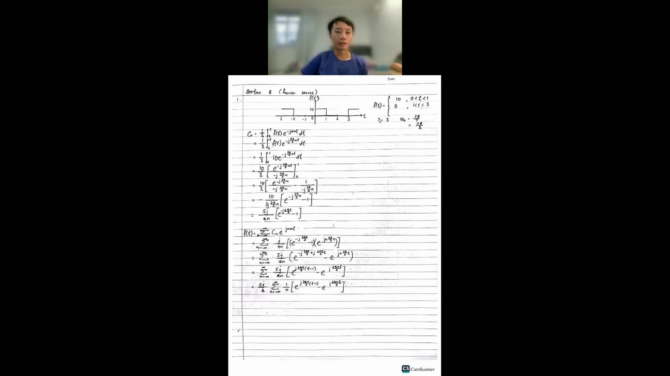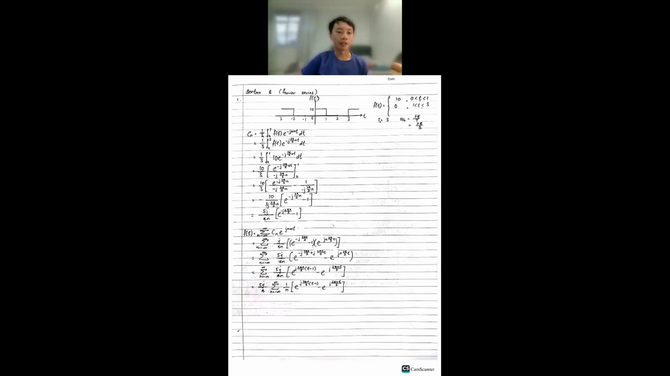If we look at the graph, we know that f(t) equals 0 when the range is from 1 to 3, so we can ignore it as it is 0. So we only need to find that the equation is 1 over 3 integration from 0 to 1 of 10 e to the power of negative j 2 pi over 3 nt dt.